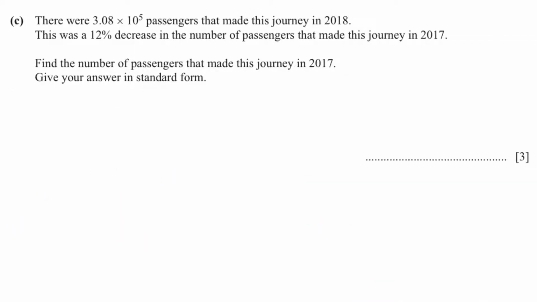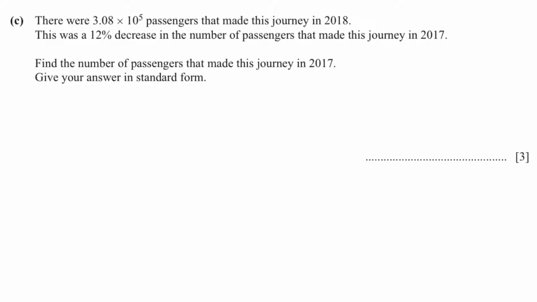Part C. There were 3.08 times 10 to the power of 5 passengers that made this journey in 2018. This was a 12% decrease in the number of passengers that made this journey in 2017. Find the number of passengers that made this journey in 2017 and give your answer in standard form.